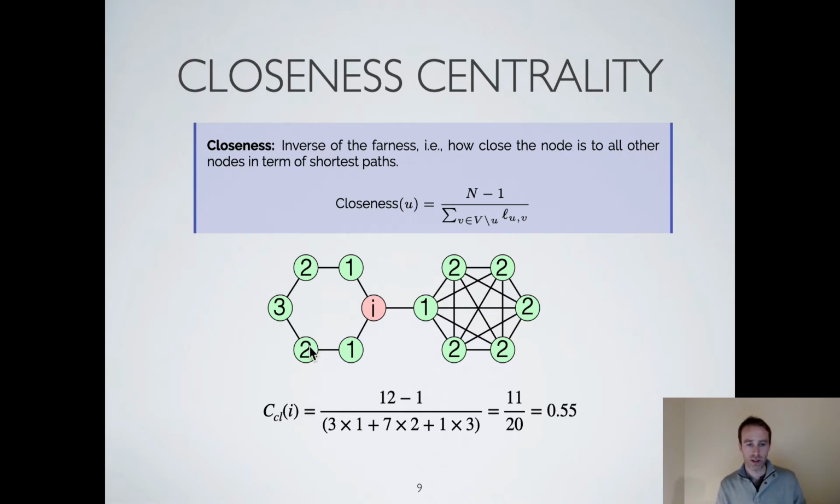Plus it has 7 nodes at distance 2. Okay, so these two nodes are at distance 2, and all these nodes, they are also at distance 2. 1, 2, 1, 2, and so on and so forth. And then you have one node at distance 3. This one, 1, 2, 3. So we see that the closeness of this node is computed like that. So you have this 11 divided by 20.